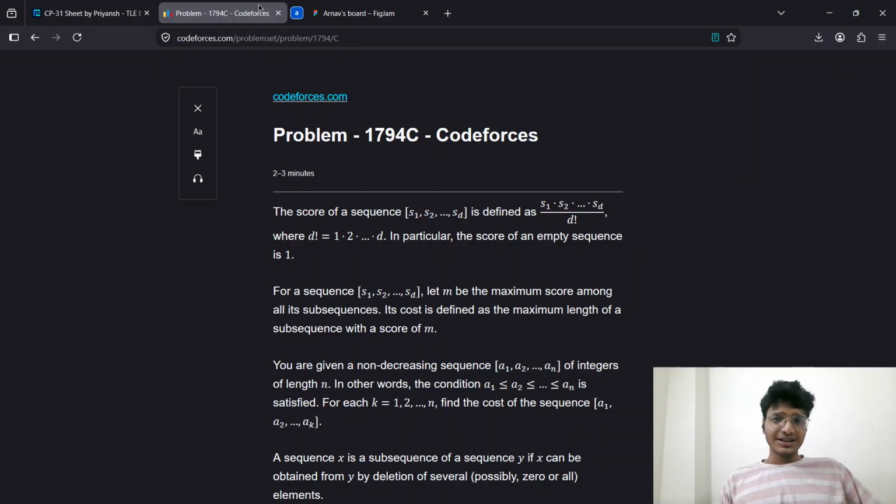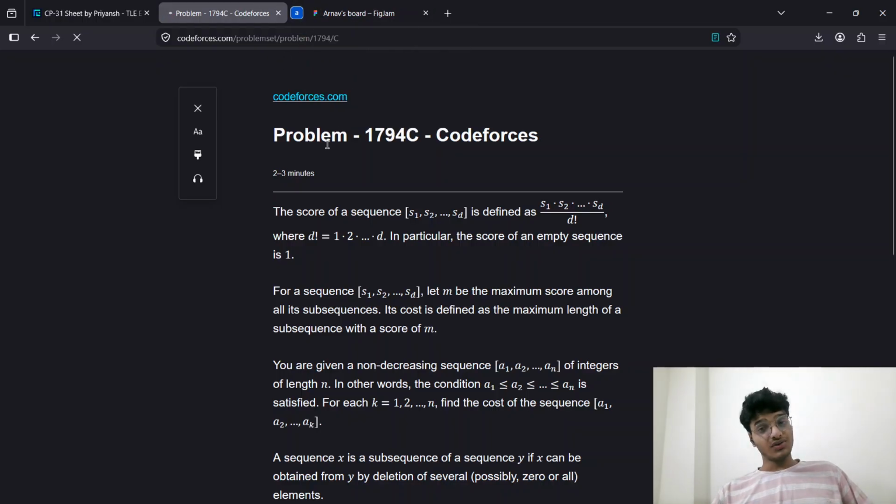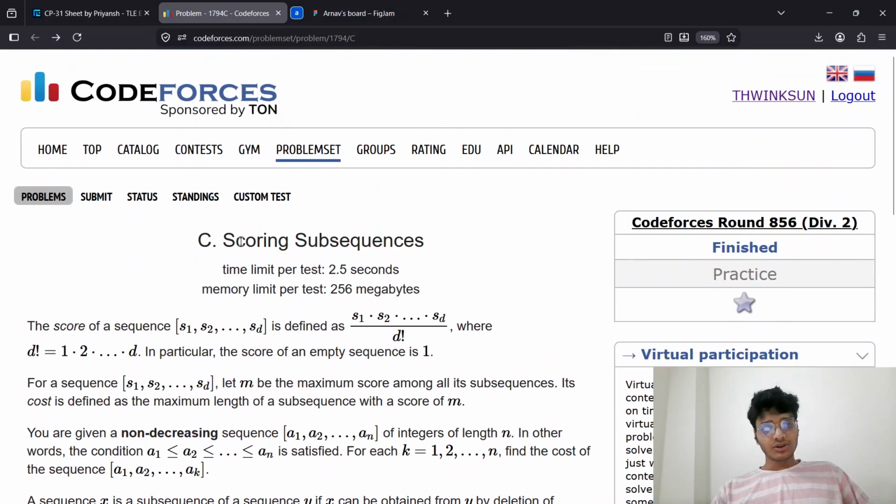So without much further delay, let's start with the question. The question is from Codeforces, called Scoring Subsequences. Let us read the question now.